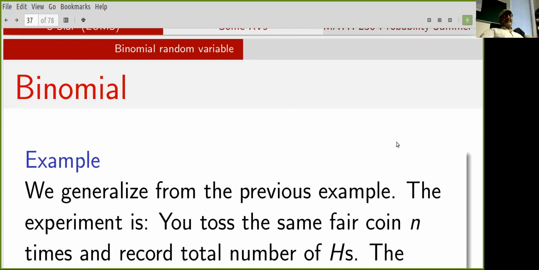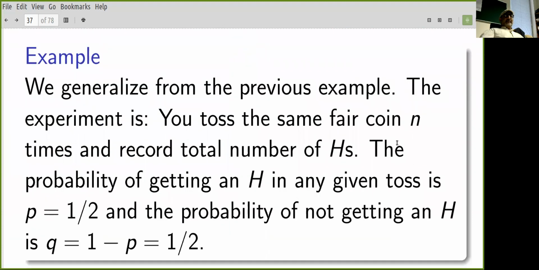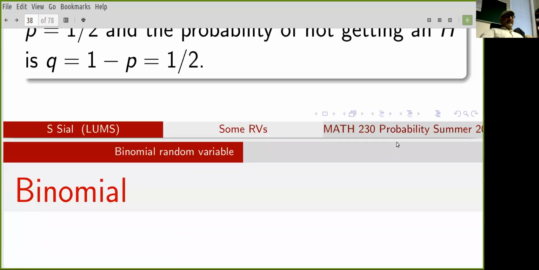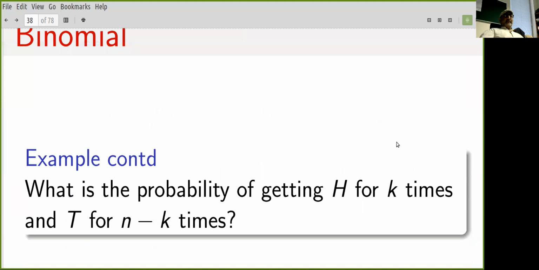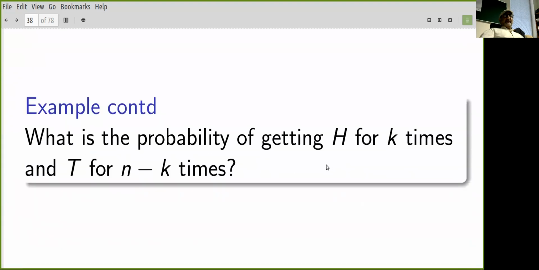All right, so now let's generalize from 7. You're going to toss the same fair coin n times and record the total number of H's. The probability of getting an H in any toss is p equals 1/2, and the probability of not getting an H in any toss is q, which is equal to 1 minus p, 1/2, the same in this case. What's the probability of getting an H k times and a T n minus k times?